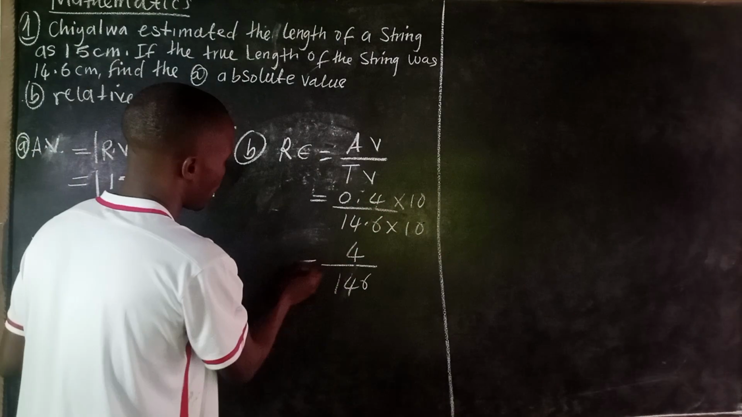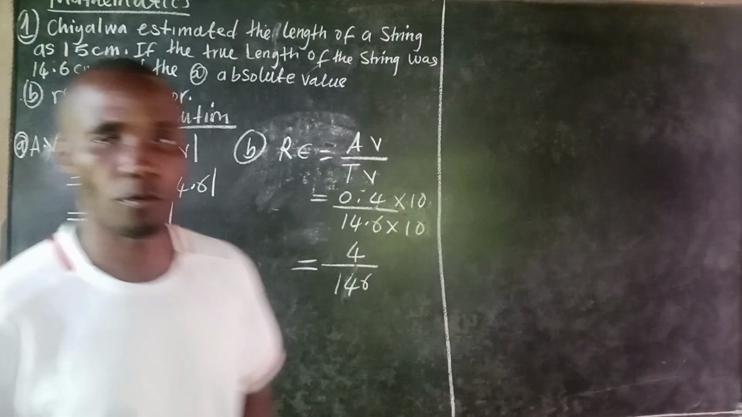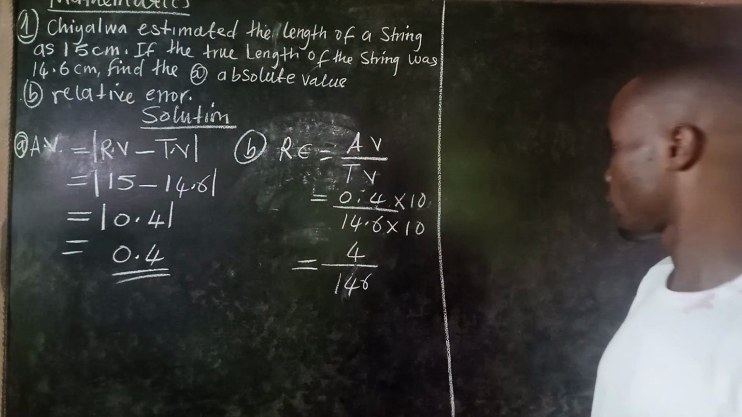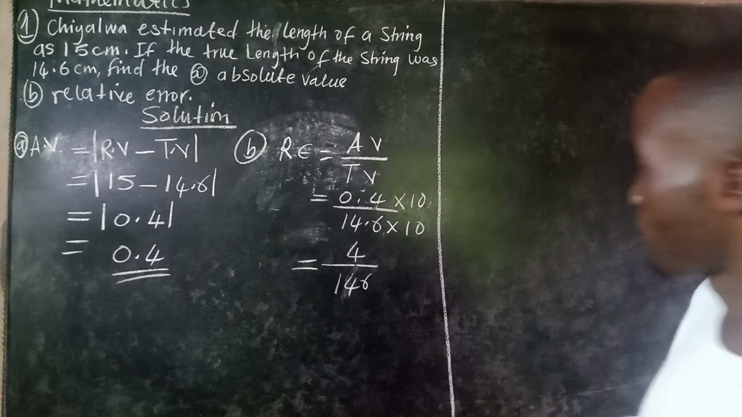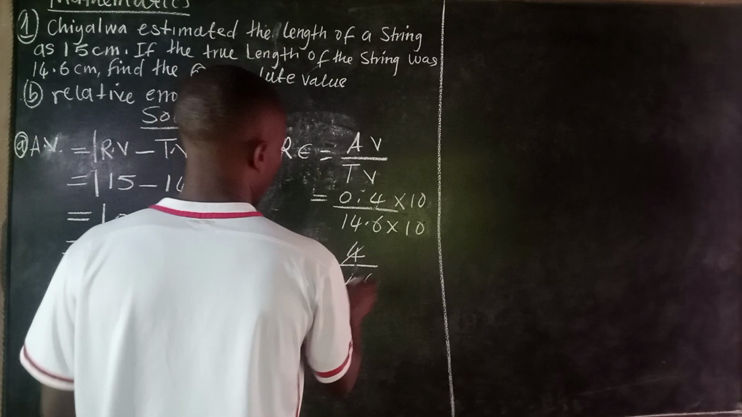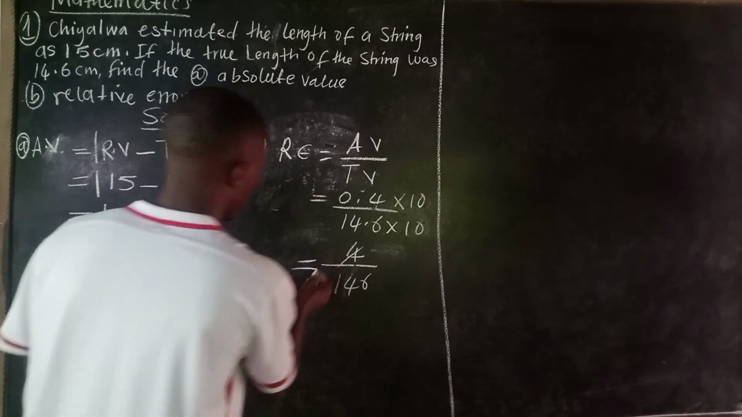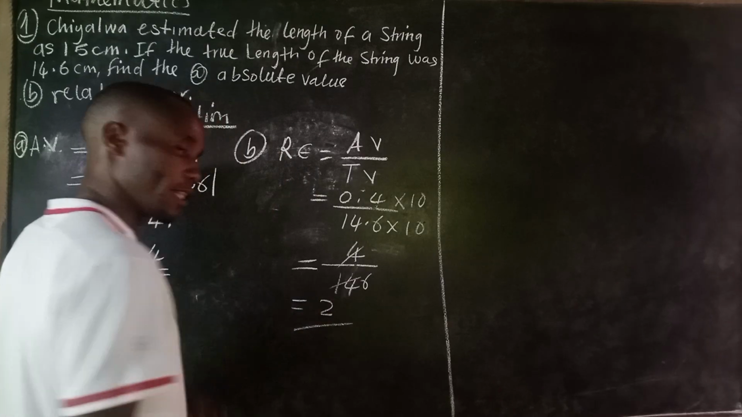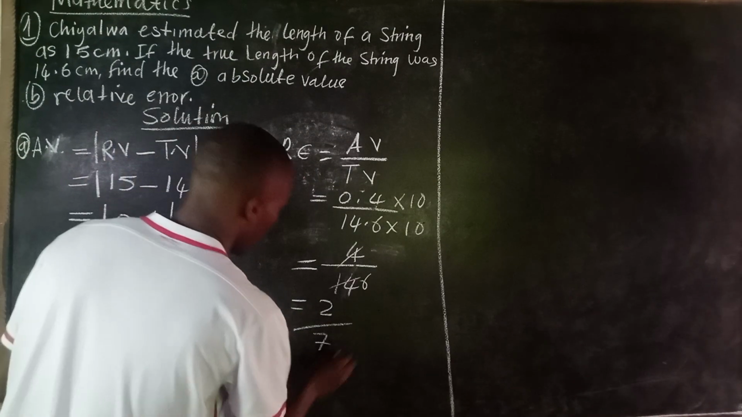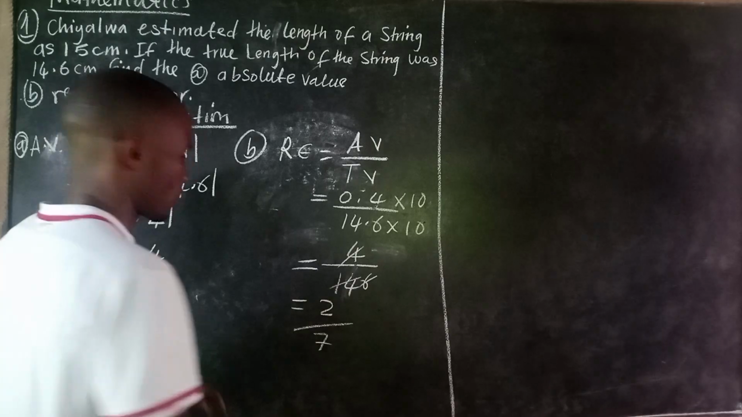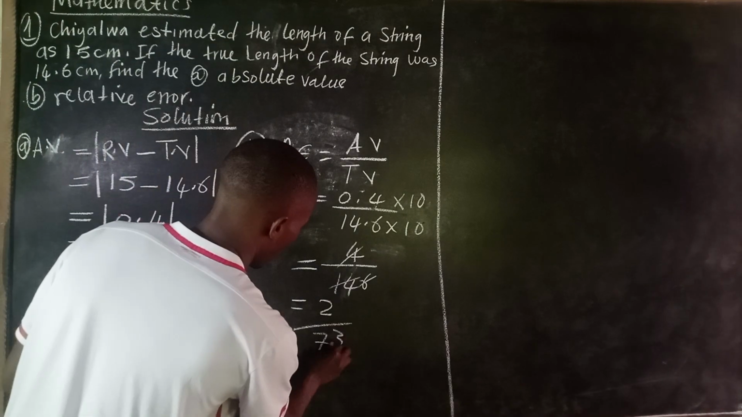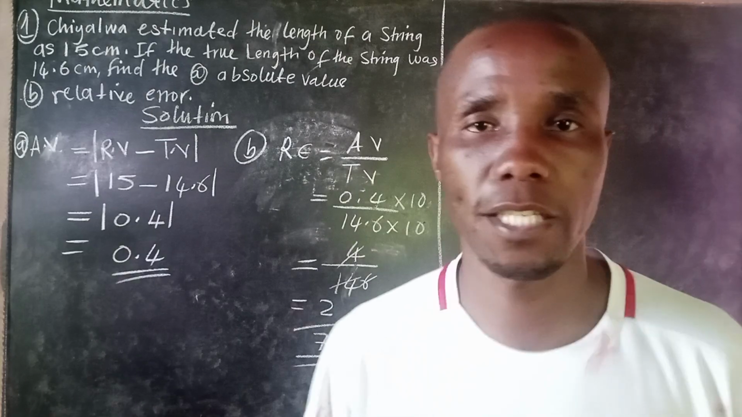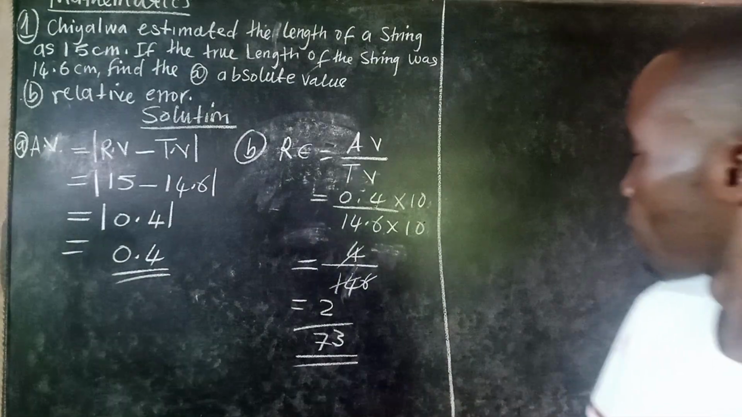Then from there, remember, we can reduce this to its lowest term. I'm sure there is a number that can go into 4 and 146 without leaving a remainder. And what is that number? Let's try 2. Okay, when you say 2 there is what? 2 into 4 is what? 2. Over 2 into 14, 7. Then 2 into 6, we have a 3. So the answer is going to be 2 over 73. So that is our relative value.